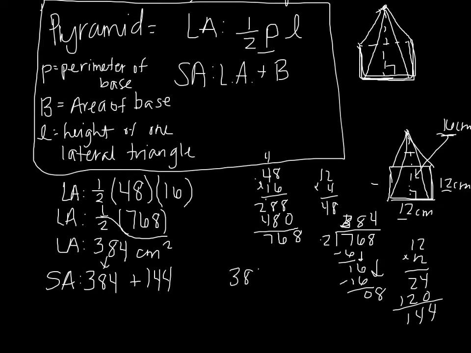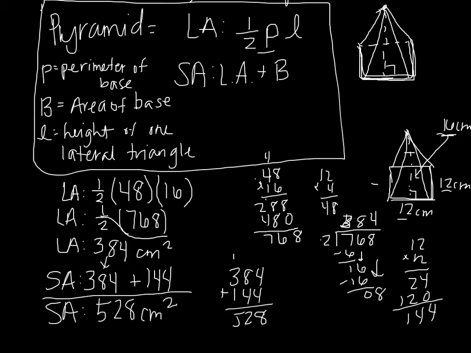So 384 plus 144 is 528. My surface area is 528 centimeters squared. Okay, so we can just put a box around that one. There's our answer. Okay, so this one kind of seemed a little bit easier, maybe because our numbers were easier.